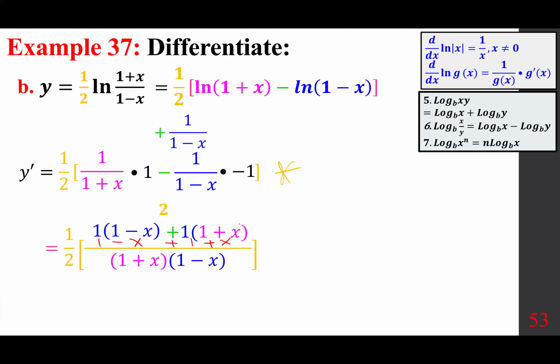Clearly, it's just true, right? Because minus x and x cancel each other. 1 half and 2 cancel each other. The numerator is 1 and the denominator is 1 minus x squared. So y prime is 1 over 1 minus x squared. As the final answer, we are done.